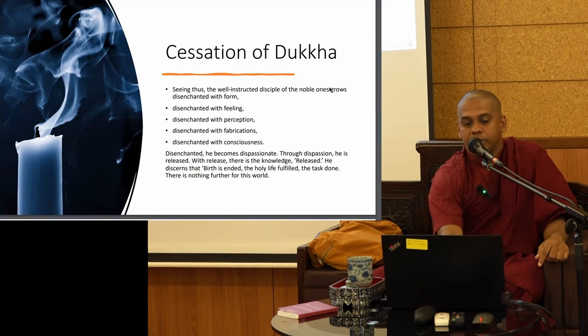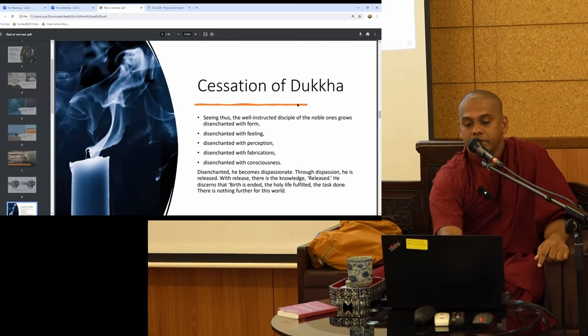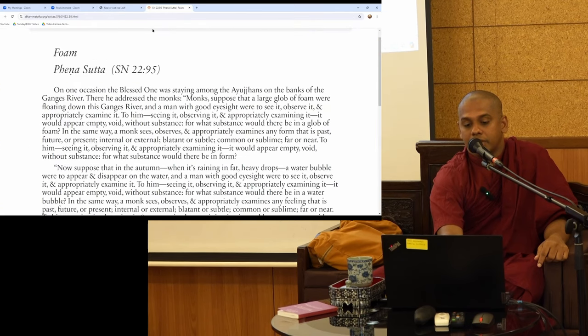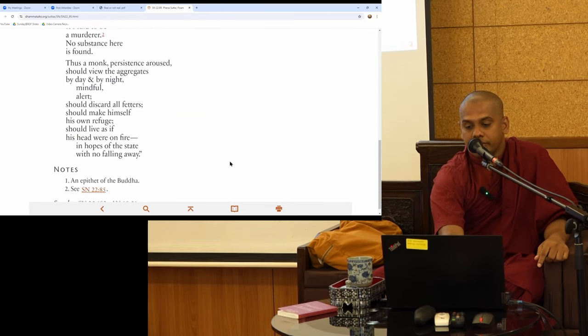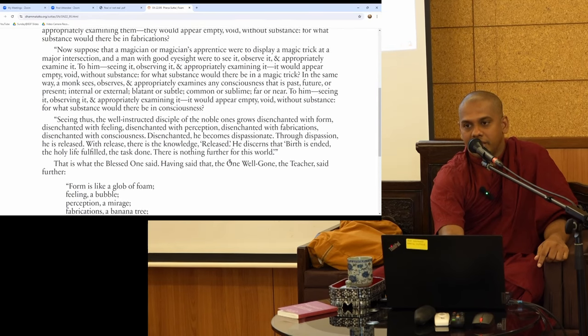A man with good eyesight. This is very important. You must have good eyesight to see and observe it, appropriately examining it. Seeing it, observing it, appropriately examining it, it would appear empty, void, and without substance. For what substance would there be in a magic trick? A magic trick is magic, right? It is not real, right?